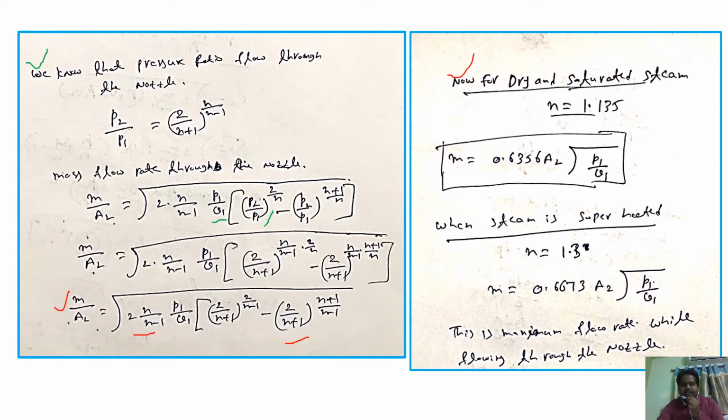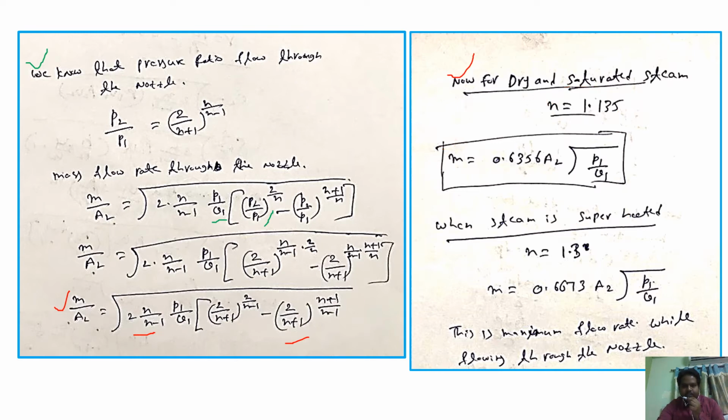If the steam is saturated steam, as we know, the n value is 1.135. If you substitute this n value in this equation, we will get m equals 0.6356 A2 square root of P1 by V1. So from this equation we can find the maximum discharge of steam if the steam is saturated. In the same way we can find it for superheated steam.